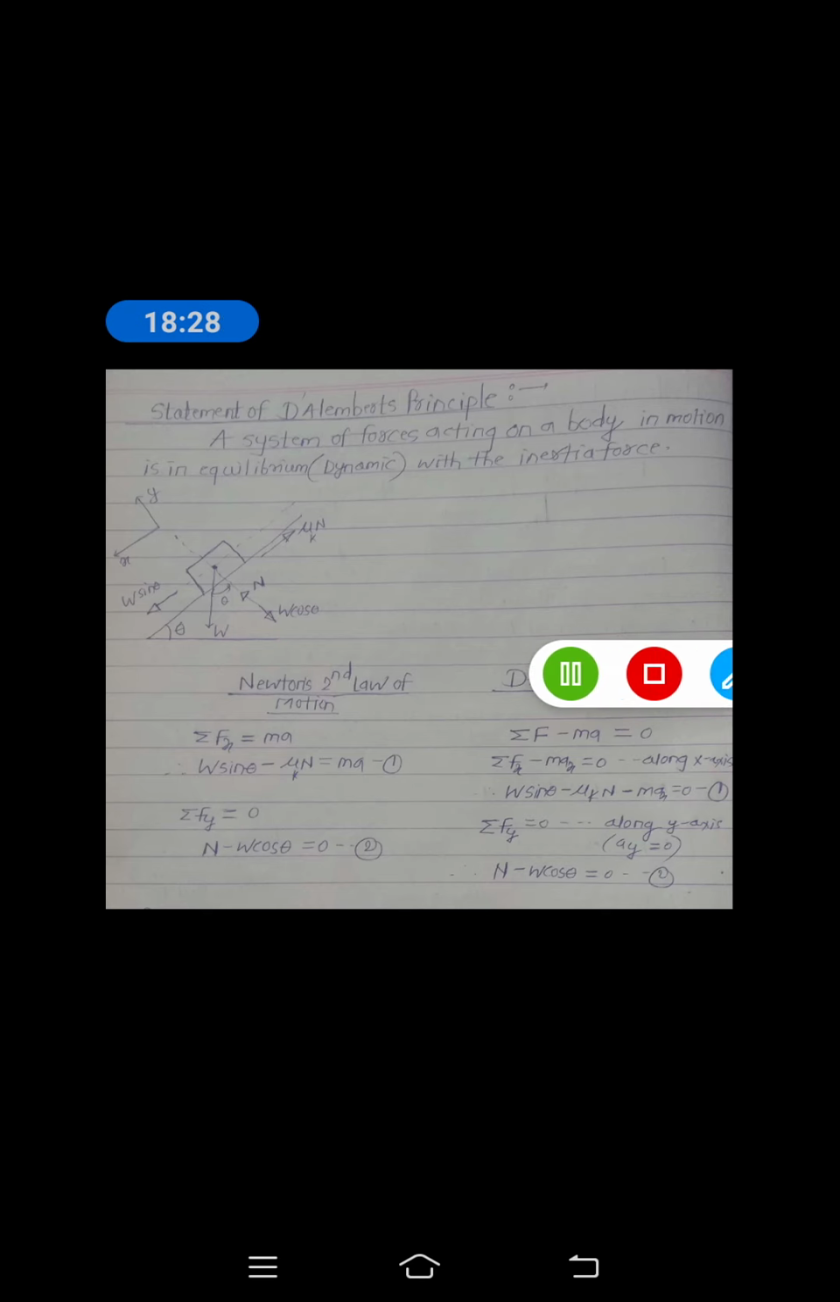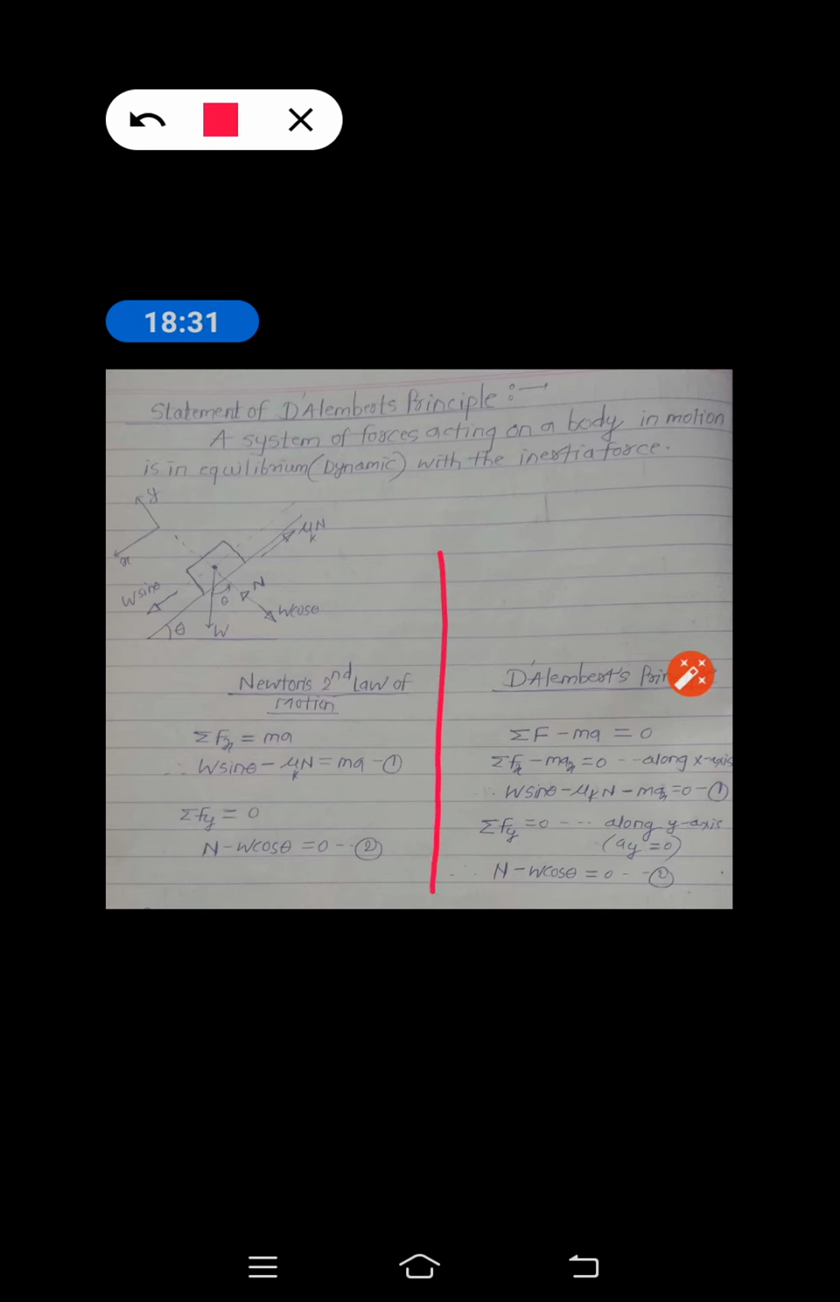two principles. First principle is Newton's second law of motion, and second is D'Alembert's principle. According to Newton's second law of motion, the summation of all the forces acting on the body is equal to the product of mass into acceleration. Let us take all the forces in x direction. W sin theta is acting in the direction of the motion, so take positive. Minus mu kN is in the opposite direction of the motion, so take negative, is equal to mass into acceleration.